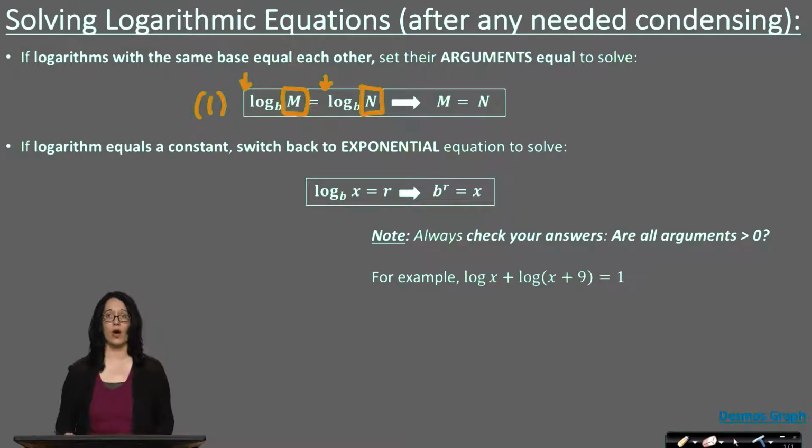and n, are equal. So one thing that you'll notice is if I have a logarithmic equation where I have a log with the same base on both sides, coefficients of 1, I can simply set their arguments equal. And we'll see examples of this later on in this video.